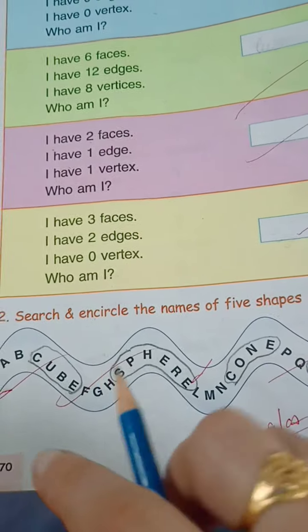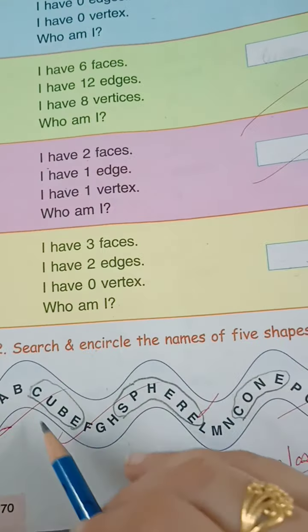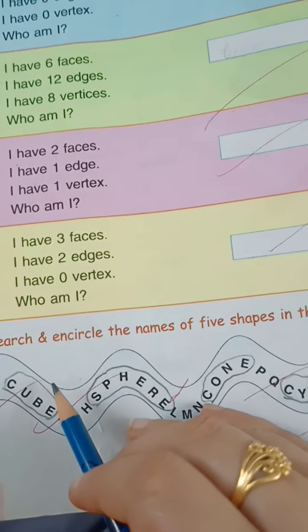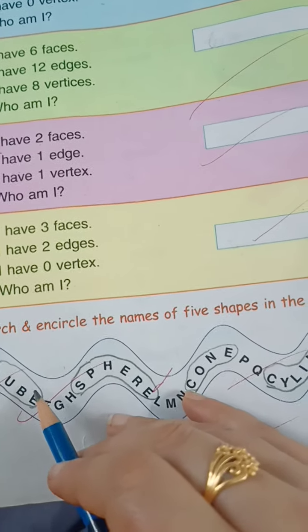And in the second question, search and encircle the names of the 5 shapes in the given puzzle. Here you have to search the names of the shapes and circle them. 5 shapes you have to circle. So do page number 70 yourself.